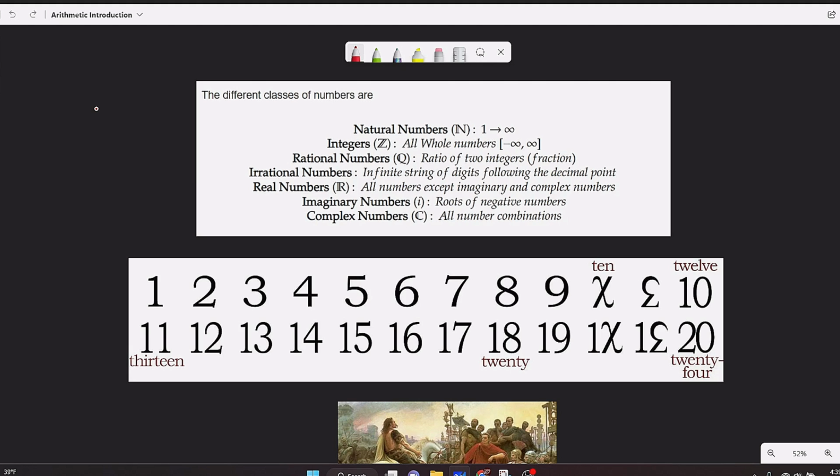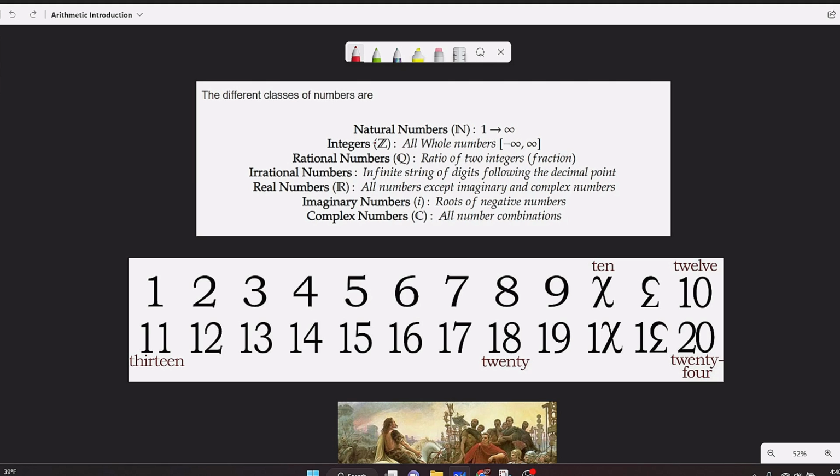But the first part of arithmetic is to understand the different classes we have of numbers. The first one is natural numbers, which can also be called counting numbers, represented by this N here. It's just 1 to infinity, every whole number. So 1, 2, 3, not in between 2 and 3, but 1, 2, 3, 4, all the way to infinity.